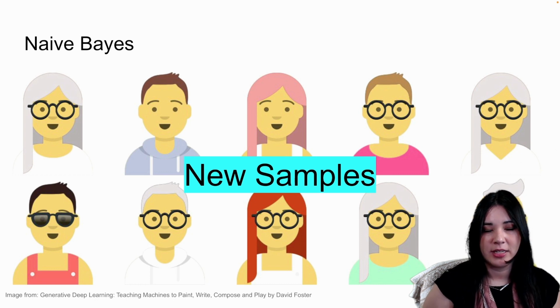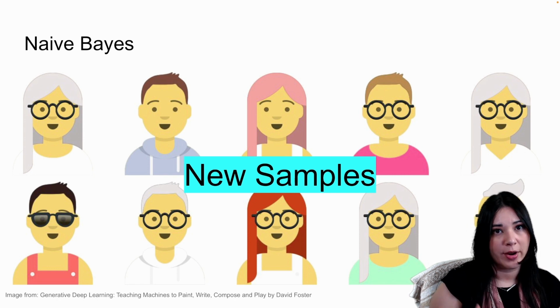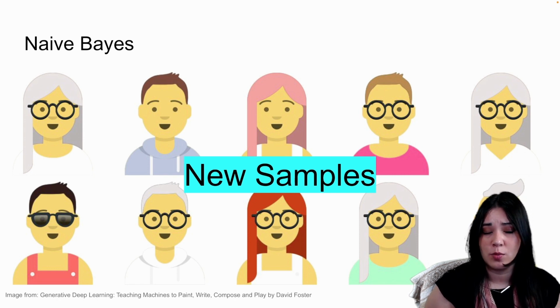But this data is pretty special. It's labeled data. Someone has gone through and recorded whether or not people are wearing glasses or sunglasses and what type of shirt they're wearing. And this is often not the type of data that we will have in real life.